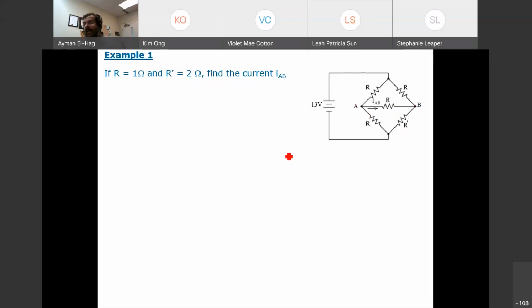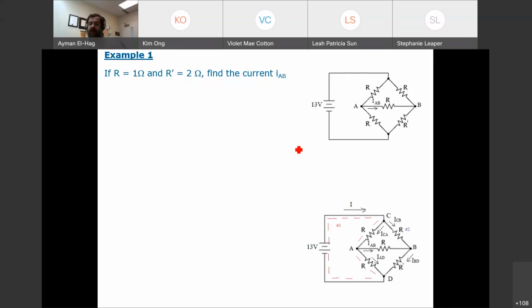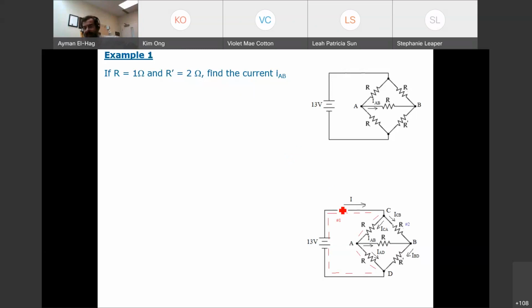Then how do we do that using the classical techniques that we know: KCL, KVL, and Ohm's law? As you know, the first thing you need to do is assign a current in every single branch, and then assign a polarity as per the passive convention that we learned. So we will have a current I coming off the 13-volt battery. Then we have ICA, ICB, IBD, IAD, and IAB. So how many unknowns do we have here? We have 1, 2, 3, 4, 5, 6 unknowns.